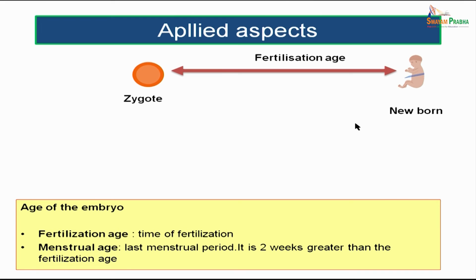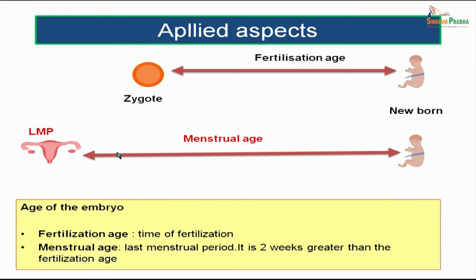Another way of calculation is menstrual age. The menstrual age is calculated from the first day of the last menstrual period up to the time when the newborn is formed. So, this is how we calculate the menstrual age. When we compare the menstrual age with the fertilization age, there is a 2-week disparity, because usually fertilization happens roughly 2 weeks after the menstruation. That is why the disparity happens. So, we can say that the menstrual age is usually 2 weeks greater than the fertilization age.